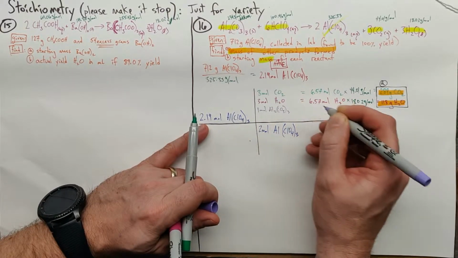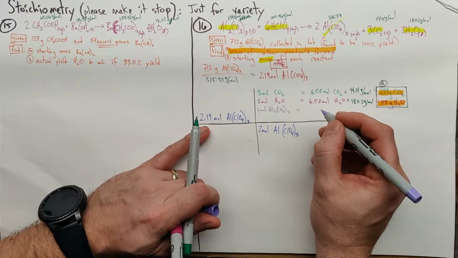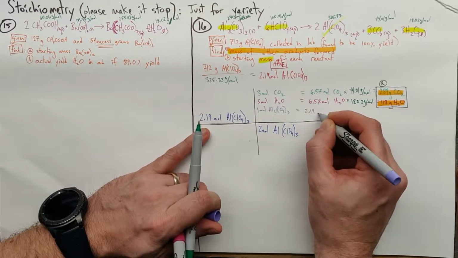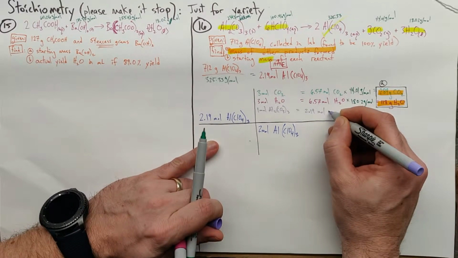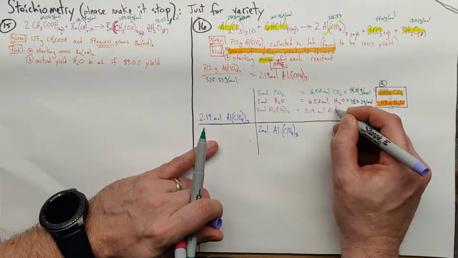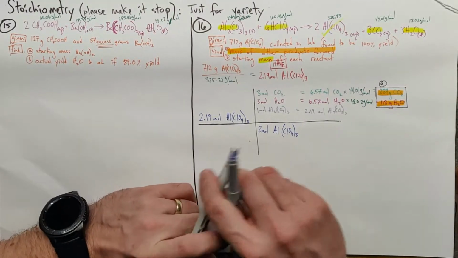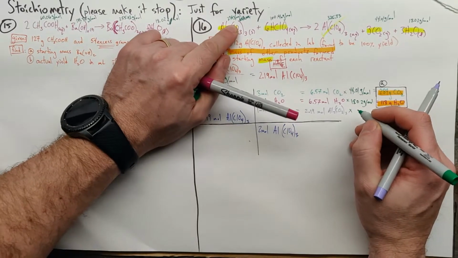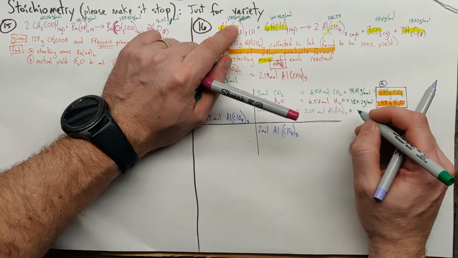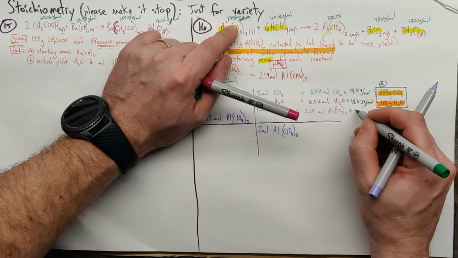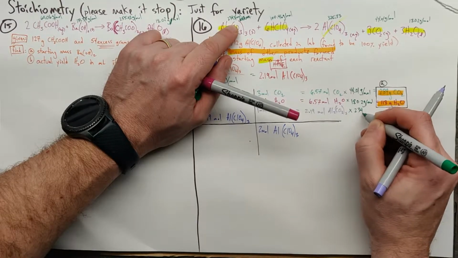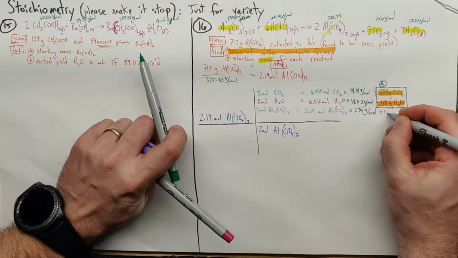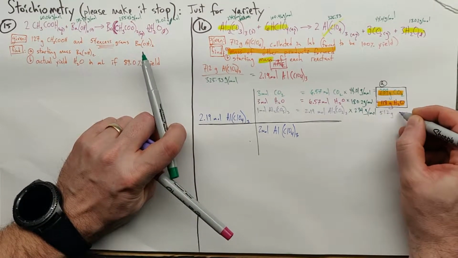Al2(CO3)3, and that'll give us 2.19 moles of aluminum carbonate. We'll multiply by its molar mass, which was approximately 234 grams per mole, and we should end up with 512 grams.